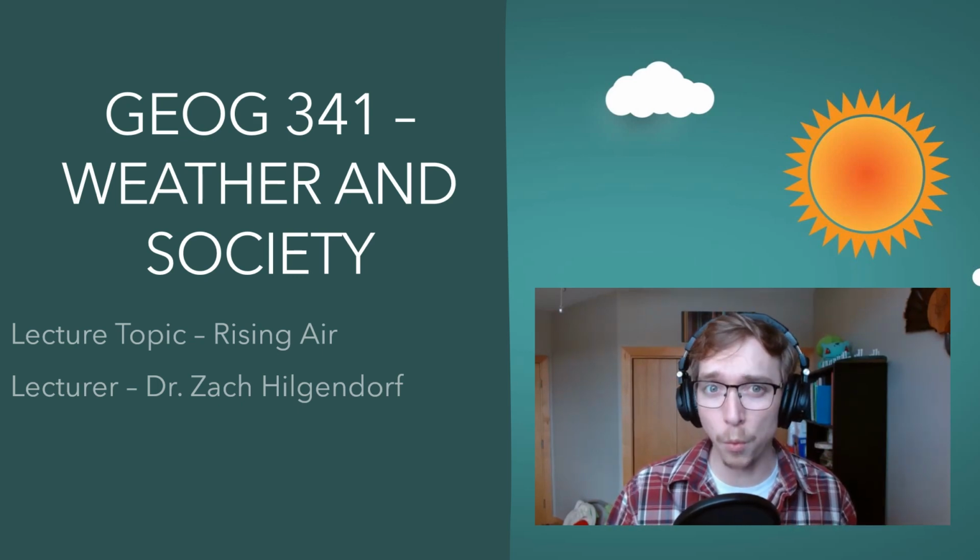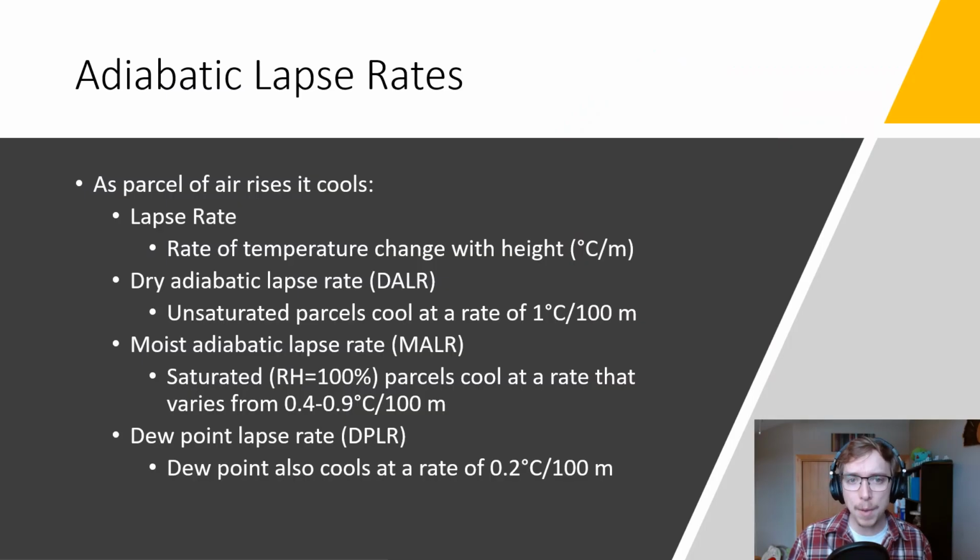So first off, just a quick recap. This is kind of how I ended the last video. Adiabatic lapse rates. As parcels of air rise, they cool at a given lapse rate. Rate of temperature change with height, degrees Celsius per meter, is typically what we use. The dry adiabatic lapse rate is when an unsaturated parcel of air cools at a rate of 1 degree Celsius for every 100 meters. Unsaturated meaning that relative humidity is below 100%. Dew point lapse rate is also changing at a rate of 0.2 degrees Celsius for every 100 meters when that air parcel is unsaturated. That's the important distinction here: when it's unsaturated, you are trying to calculate the increase or decrease in temperature within an air parcel using the dry adiabatic lapse rate and the dew point lapse rate.